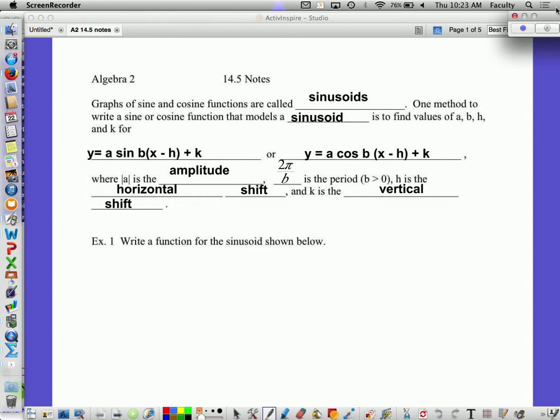14.5, graphs of sine and cosine functions are called sinusoids. One method, it sounds like a doctor's prognosis for you. It's a sinusoid. One method to write a sine or cosine function that models a sinusoid is to find values of a, b, h, and k. And the nice thing is we've already worked on it one direction. Now we're going to go backwards.